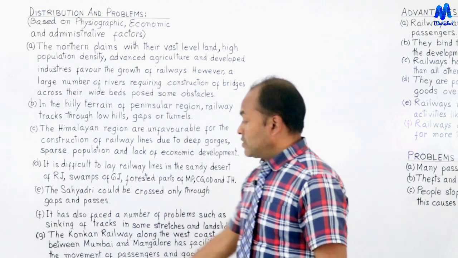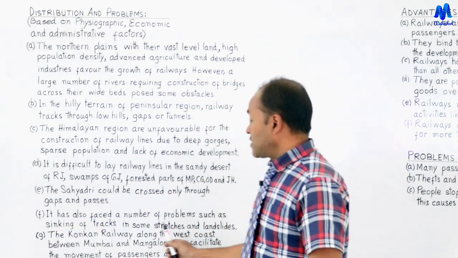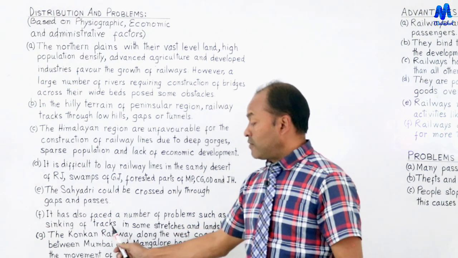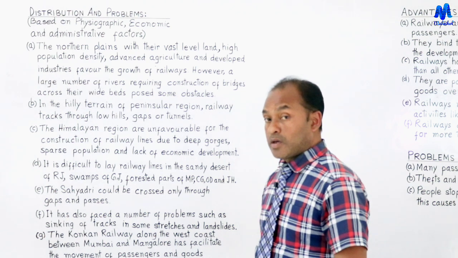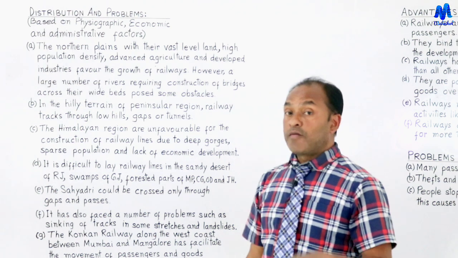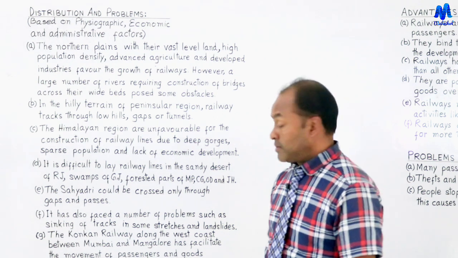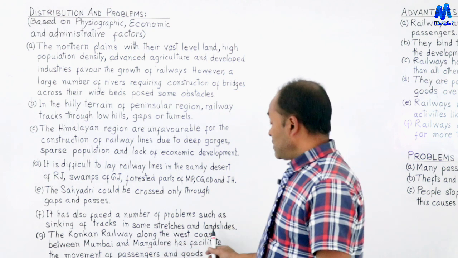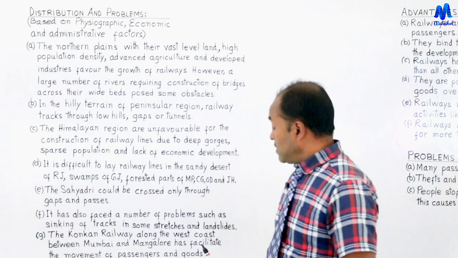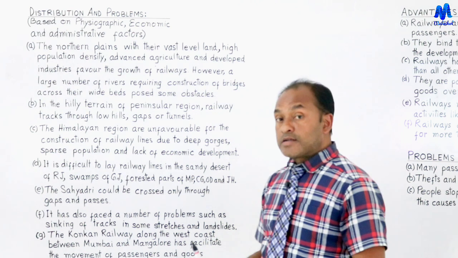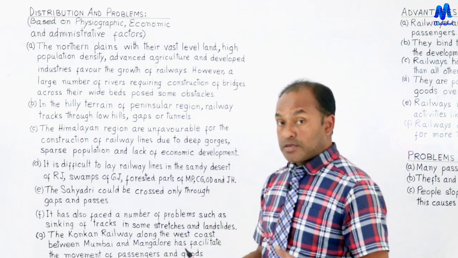Okay, so number F, it has also faced a number of problems such as sinking of tracks in some stretches and landslides. Sinking of tracks under the ground sometimes also happens, and even in mountainous regions, I mean near the hillsides, landslides occur frequently. So that's why the problem arises.